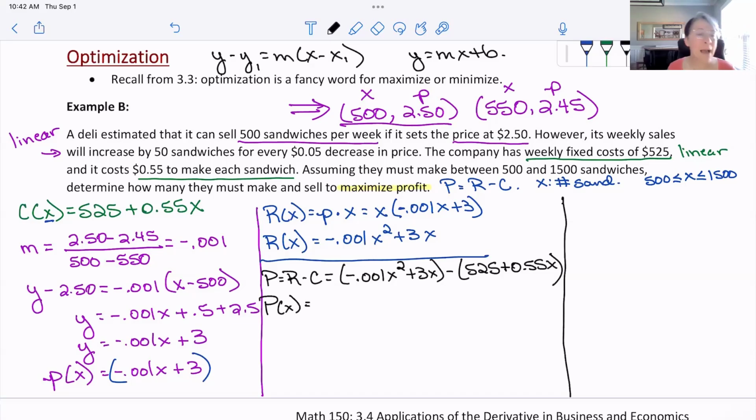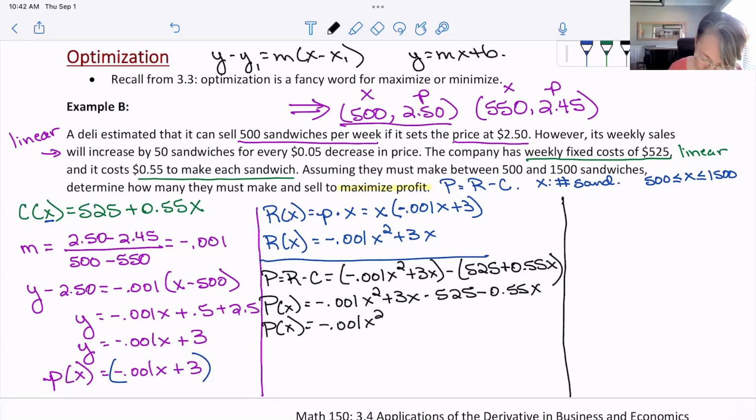Notice I'm using a capital P instead of the little p. One means profit, one means price. Okay, so be sure that you make that very clear in your writing, otherwise you will confuse yourself. So that gives us a negative 0.001x squared plus 3x minus 525 minus 0.55x. Combining our like terms. Okay, so we found the profit function.